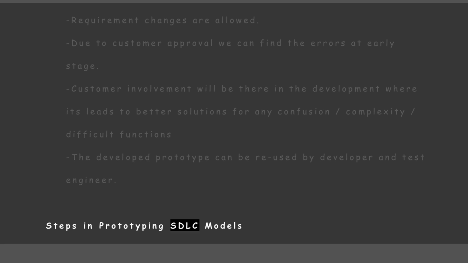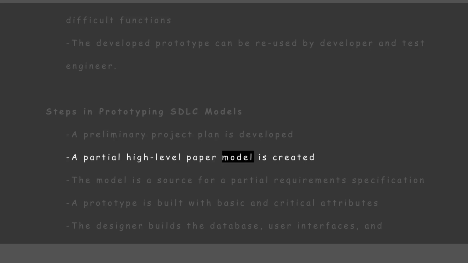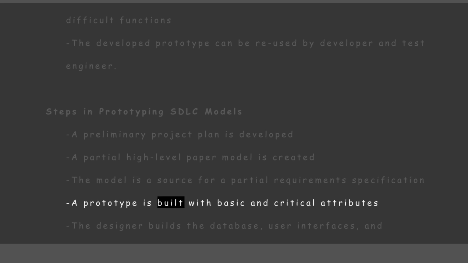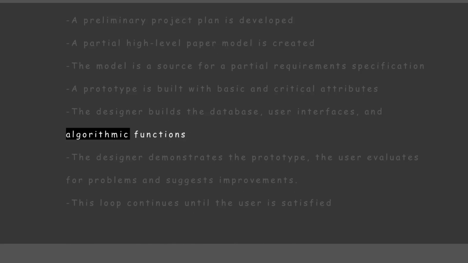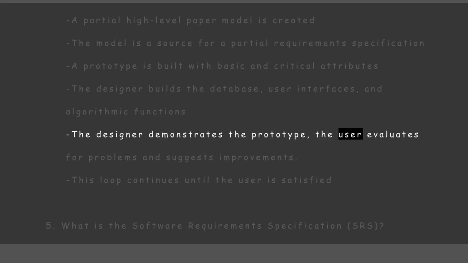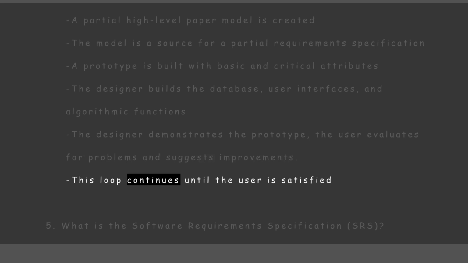Steps in prototyping SDLC models. A preliminary project plan is developed. A partial high-level paper model is created. The model is a source for a partial requirements specification. A prototype is built with basic and critical attributes. The designer builds the database, user interfaces, and algorithmic functions. The designer demonstrates the prototype, the user evaluates it for problems and suggests improvements. This loop continues until the user is satisfied.